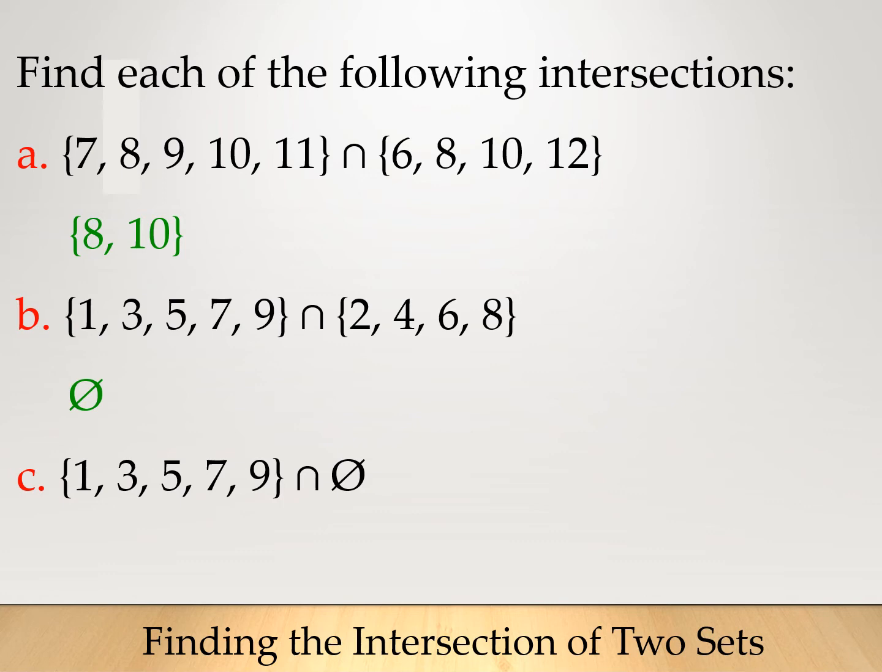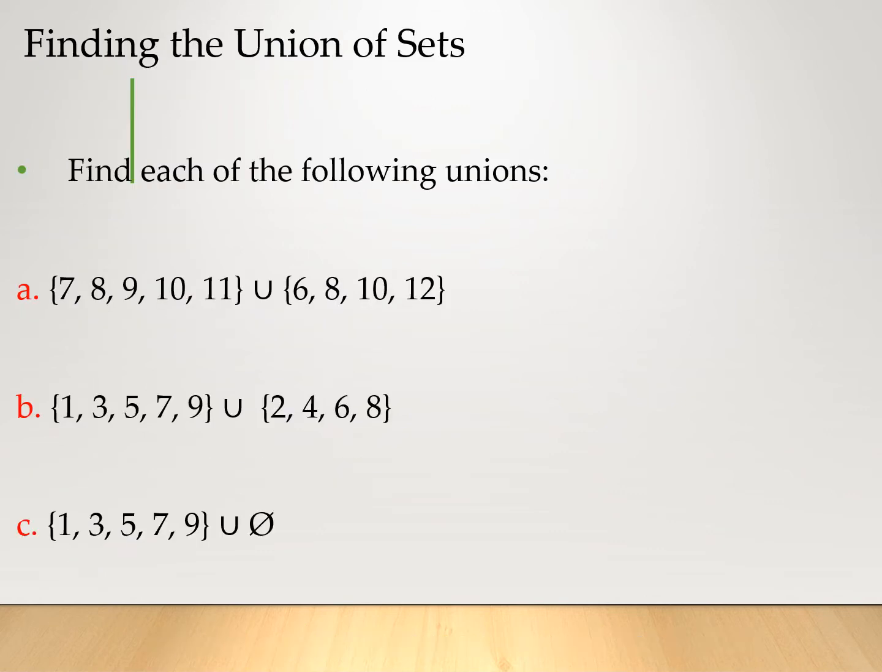And for letter C, {1, 3, 5, 7, 9} intersection the empty set or null set. It is also a null set or empty set because there is no element common to both. Now let us find the union of sets. So for letter A, we have {7, 8, 9, 10, 11} union {6, 8, 10, 12}. The answer is {6, 7, 8, 9, 10, 11, 12}.